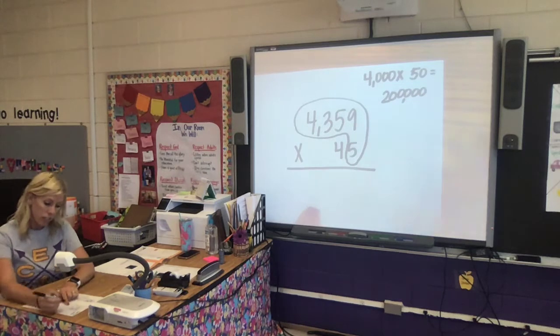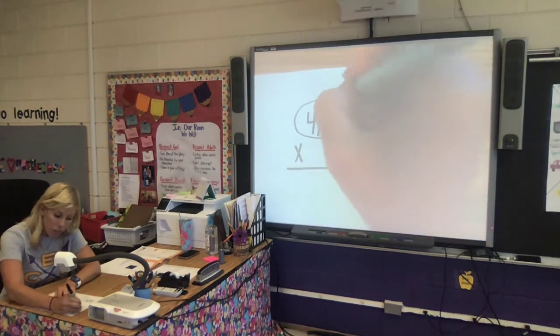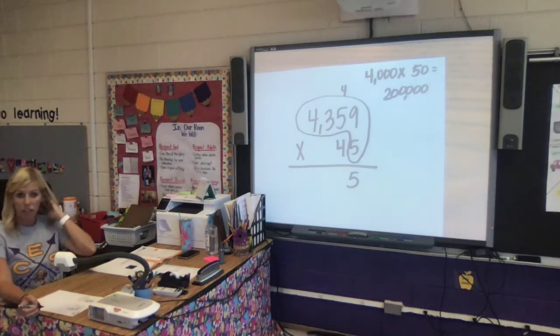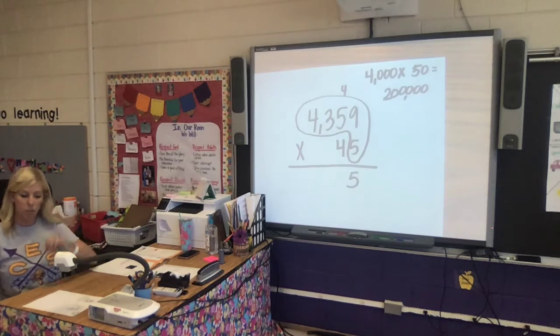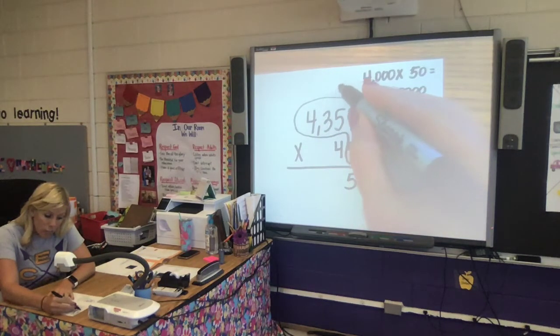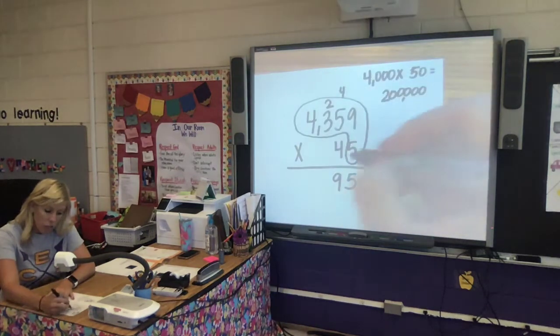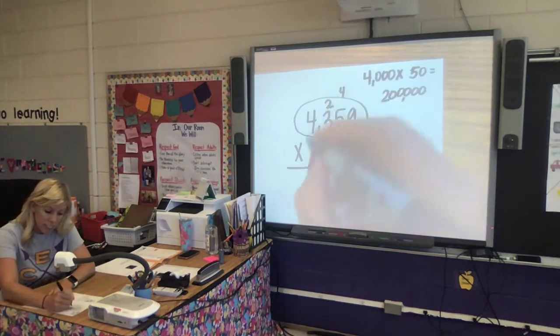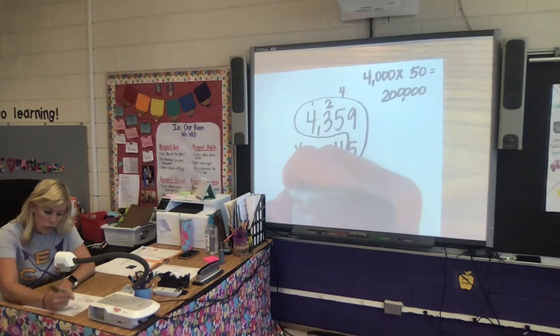Okay, so let's start with the ones. 5 times 9 I know is 45. This is where knowing that reflex is going to help us. If we know our facts really quickly, we're not getting stumped on that part. I know 5 times 5 is 25, 26, 27, 28, 29. I added my 4. 5 times 3 is 15, 16, 17. 5 times 4 is 20, plus 1 is 21.